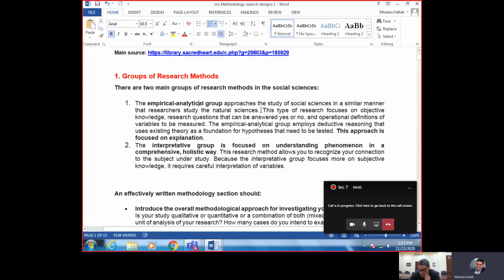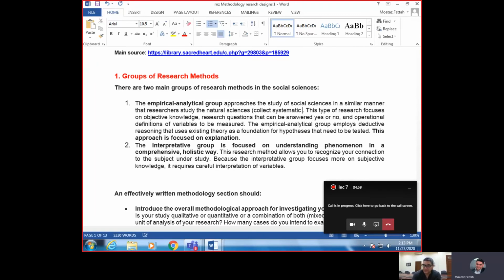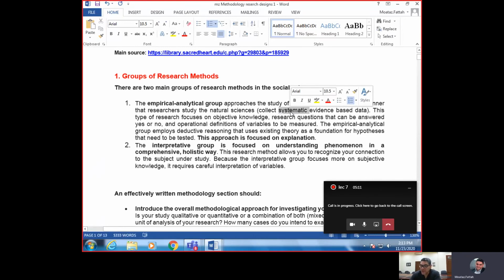What we are trying to do is to observe, to collect, and I will just add my own notes, systematic evidence-based data. Systematic here is not your casual observation. It is a systematic process.